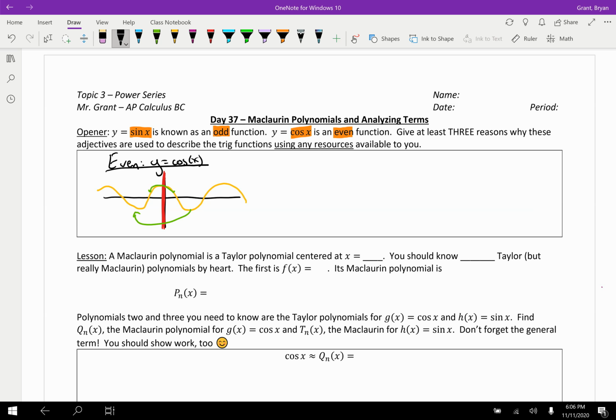The second way, and the more common way to test if something is an even versus odd function, is we take 2 x values, a positive version and its negative version, and we substitute both of those into a function and see what we end up with as a result. Okay, so let's try that right now. Let's try maybe x equals pi over 4 and x equals negative pi over 4.